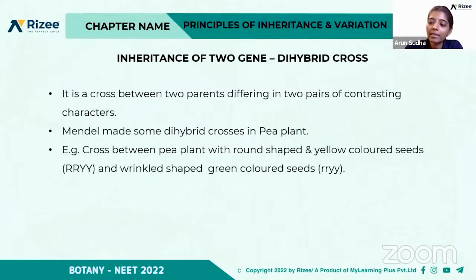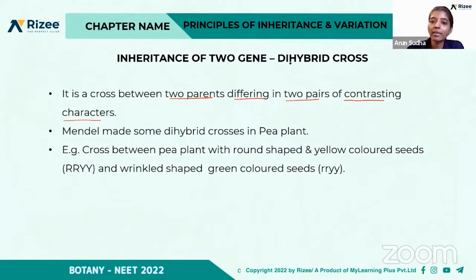That is, it is a cross between two parents. So here the two parents are differing in two pairs of contrasting characters, right? In the monohybrid cross, we saw only one character. That is, if you take the height of the stem, whether it is a tall plant or a dwarf plant, we took only one character into consideration. But here, Mendel also did some experiments where he took two pairs of contrasting characters.